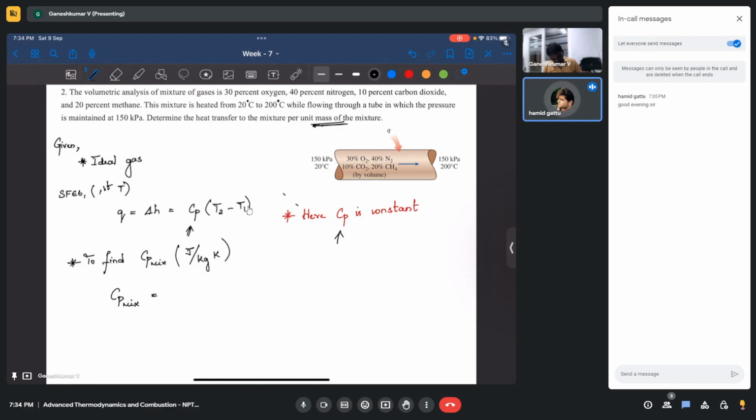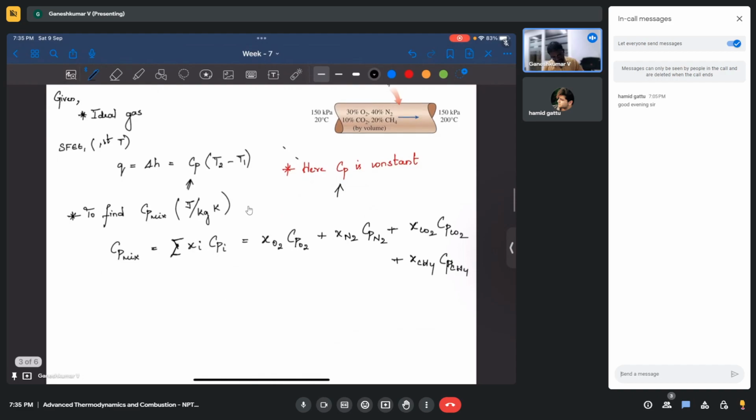Maybe taking the product of mass fraction and Cp of each component and summing them all together. Let's denote mass fractions as xi and Cpi. If you do this, you will get the Cp of the mixture. That is true. If I extend and write this out, it's going to be x_O2 Cp_O2 plus x_N2 Cp_N2 plus x_CO2 Cp_CO2 plus x_CH4 Cp_CH4.